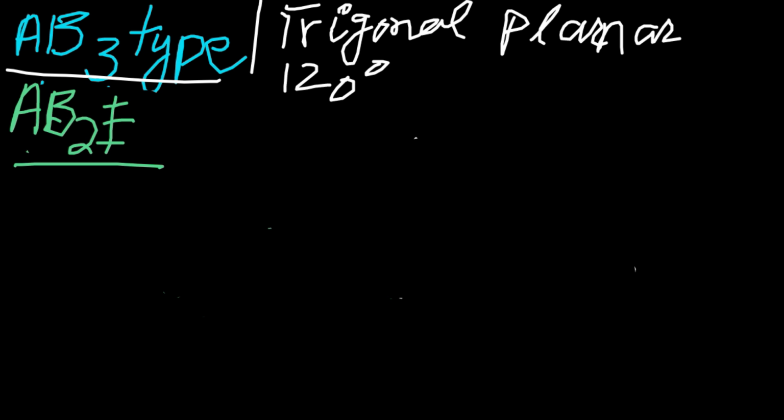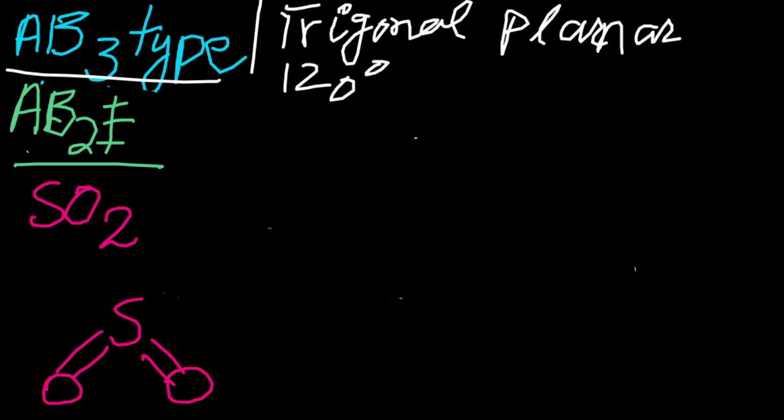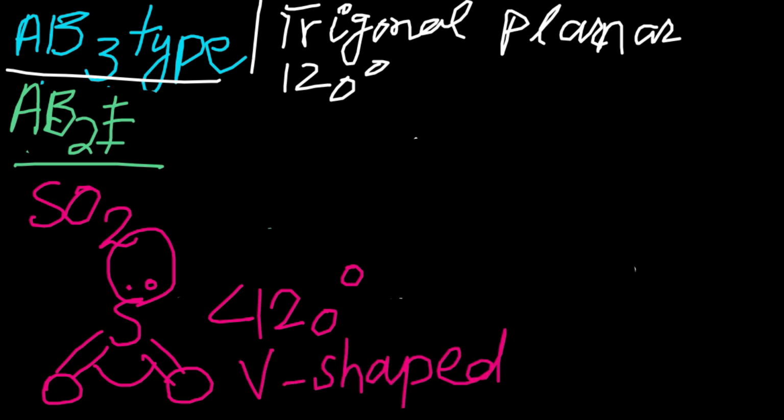AB2 types have 1 lone pair. Examples are sulfur dioxide. As I have discussed earlier, sulfur has 6 electrons in its valence shell. Sulfur and oxygen will make 2 bonds, and the 1 electron pair will be a lone pair on the sulfur. As there is a lone pair on the sulfur, this lone pair will repel the bond pairs of oxygen and sulfur, and this repulsion will result in closure of the double bond of oxygen and sulfur, resulting in a decrease in bond angle. This kind of geometry is V-shaped, bond angle less than 120 degrees.